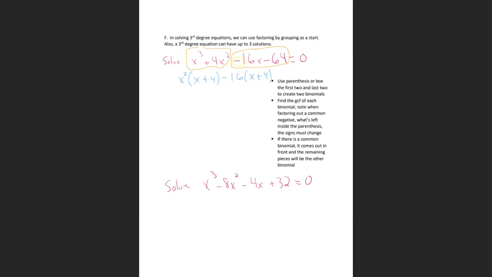Now that we have it factored like that, what we look for is now the binomial that's in common. So notice how they both have this x plus 4 in common. So that's the next thing I want to do, pull it out in front. So the x plus 4 comes out in front. And then what's left is this x squared minus 16. And again, this should be set equal to 0. I keep forgetting that. These are equations, so I have to set them equal to 0.